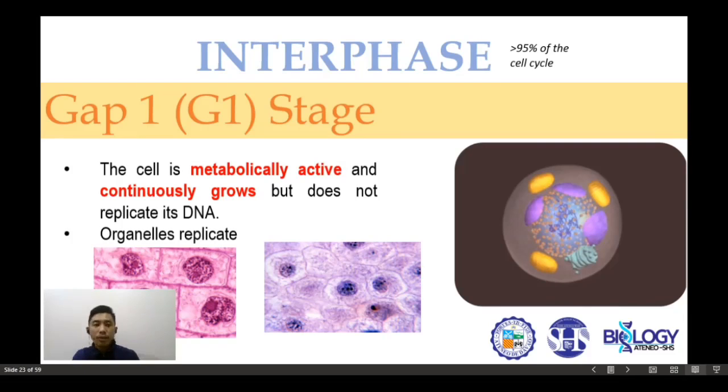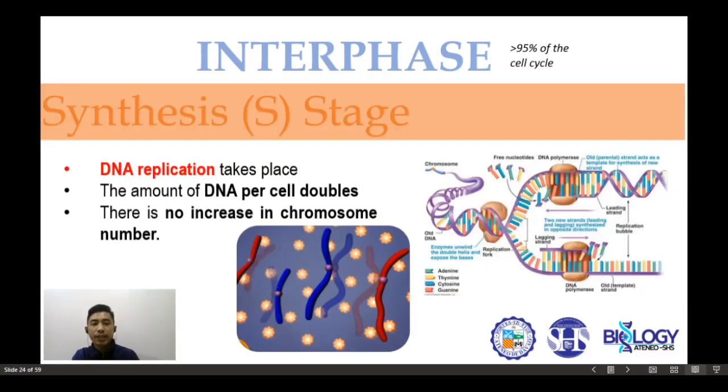Now, after G1 comes the S phase or the synthesis phase. If G1 does not replicate DNA, it is in this phase where DNA replication takes place, or the doubling up of the DNA happens. This means that there is an increase in the amount of DNA of the cell because it doubles up. However, though there is an increase in the amount of DNA, the chromosome number does not change.